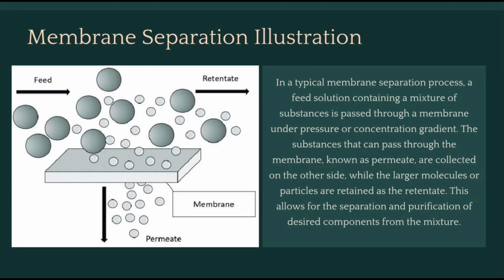So in a typical membrane separation, a fluid solution containing a mixture of substances is passed through a membrane under pressure or concentration gradient. The substances that can pass through the membrane, known as permeate, are collected on the other side, while the larger molecules or particles are retained as the retentate. This allows for the separation and purification of desired components from the mixture.